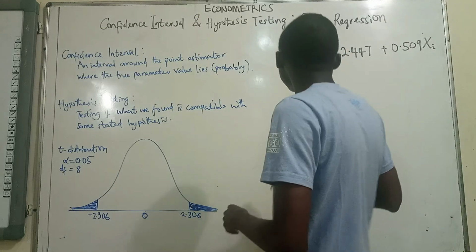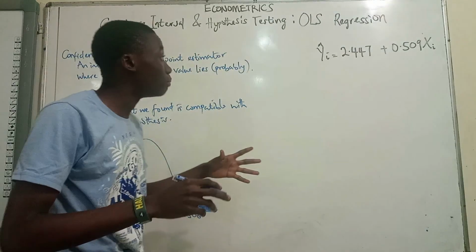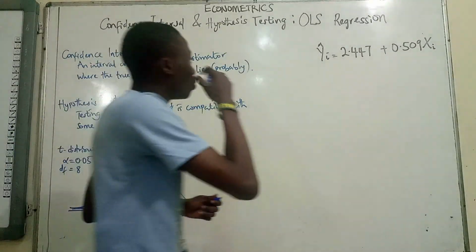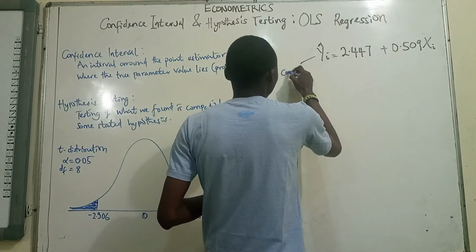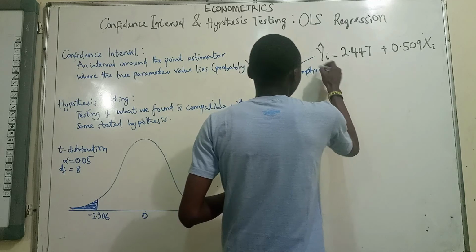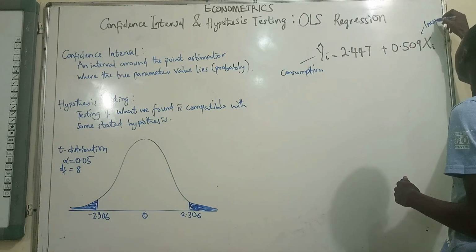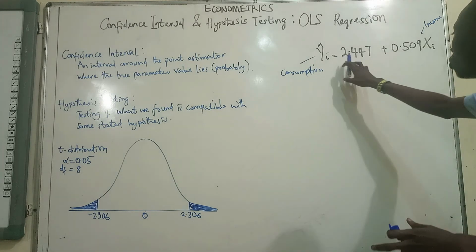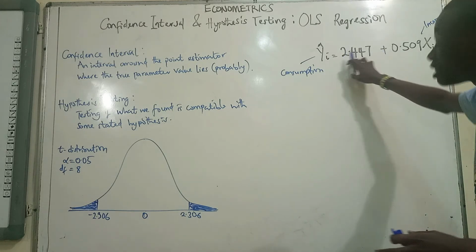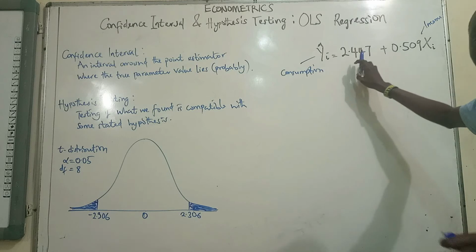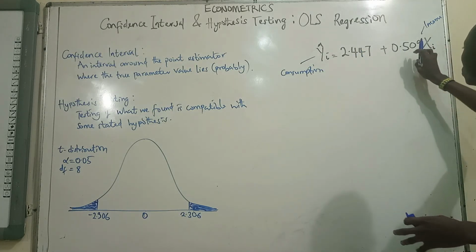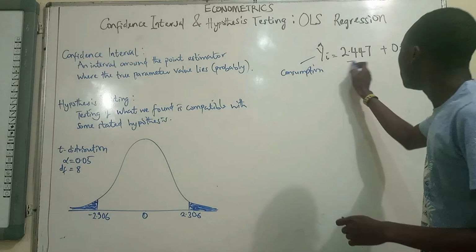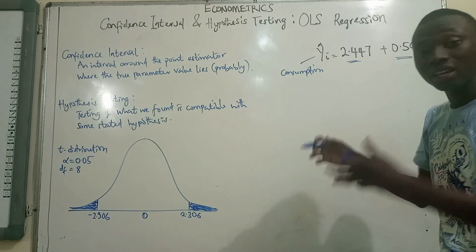Recall we worked out a numerical example on using the OLS method. We tried to look at the relationship between consumption and income, where our dependent variable was consumption and our independent variable was income. We were able to estimate this regression function making use of the OLS estimators, where this was our intercept coefficient and this was our slope coefficient. This represents the autonomous consumption and this represents the marginal propensity to consume. So what we have here are point estimates.